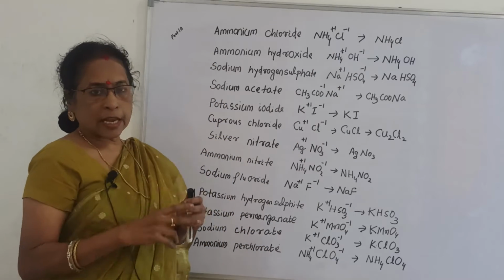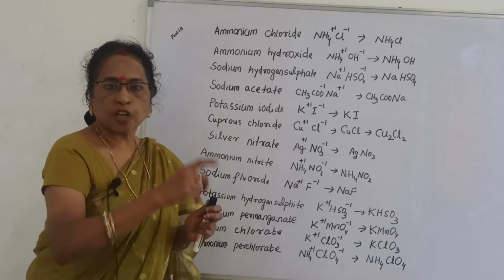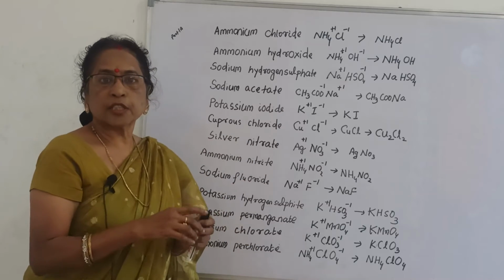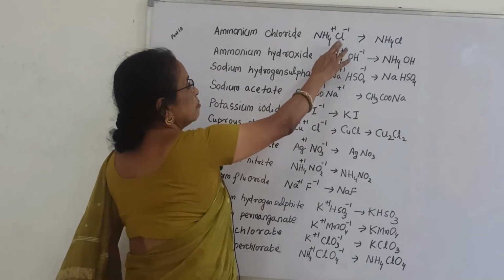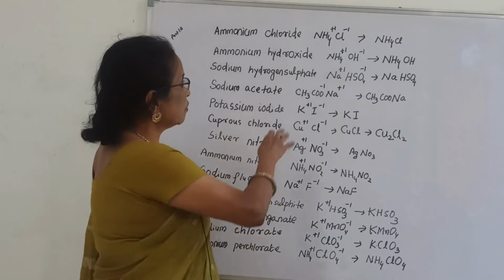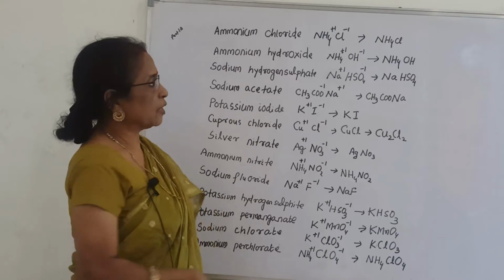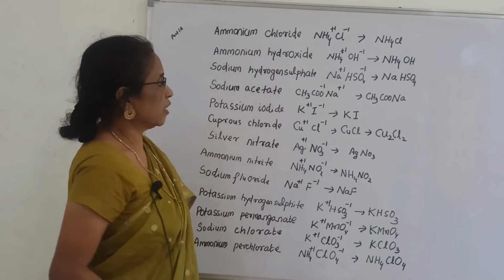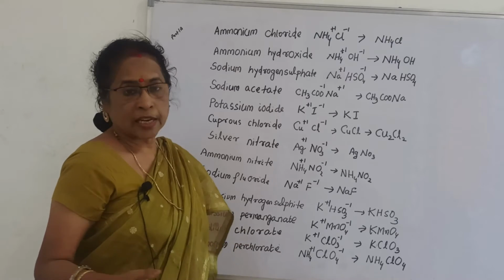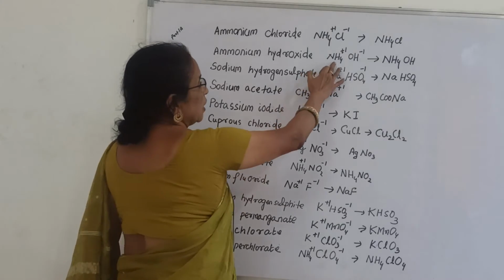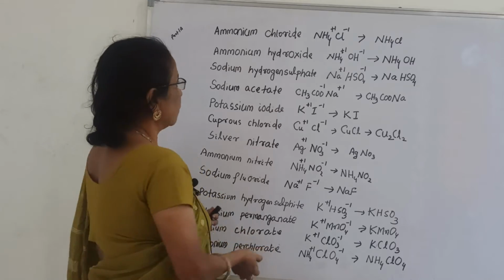What is the name of the compound? Ammonium chloride. NH4 with charge +1 is called the basic radical, and Cl minus is called the acid radical. That is why the formula is NH4Cl. Ammonium hydroxide is generally very important in our chemistry. NH4 +1, OH -1, so both cancel and the formula is NH4OH.